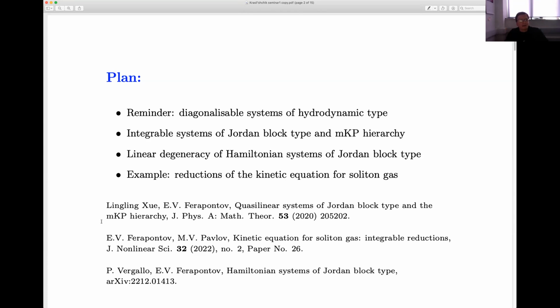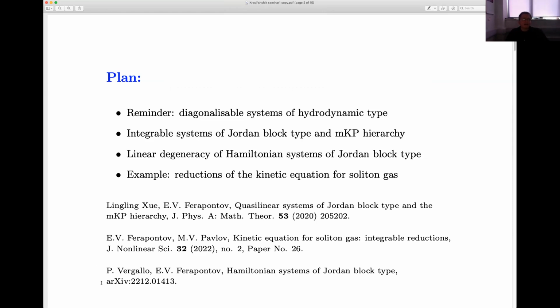Then I will discuss a linear degeneracy of Hamiltonian systems of Jordan block type. So it turns out that if a system of Jordan block type is Hamiltonian, then necessarily it must be linearly degenerate. This is a new phenomenon. It's not there for diagonalizable systems, right? So there is a strong constraint appearing in the Jordan block case. This is based on our preprint with Pierre-André Vergala.